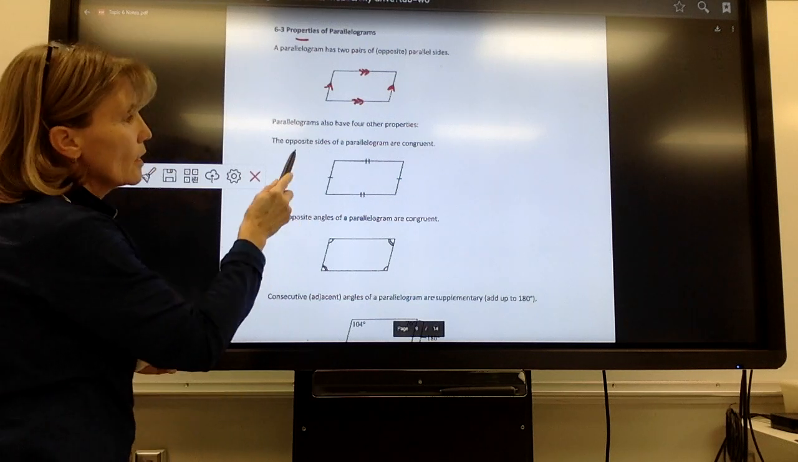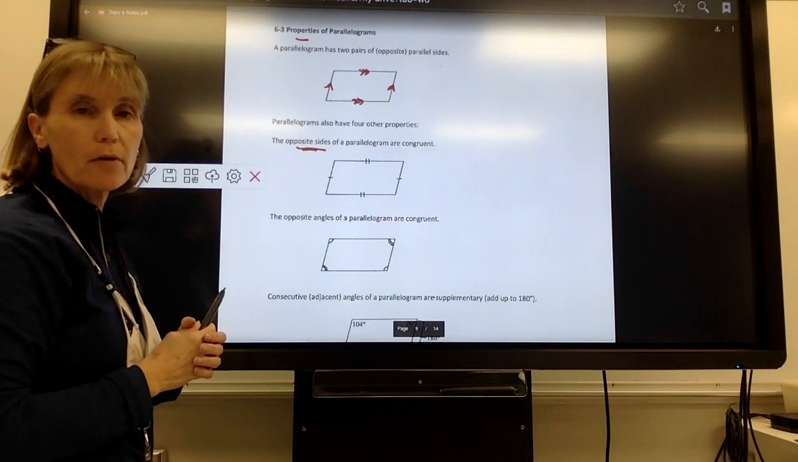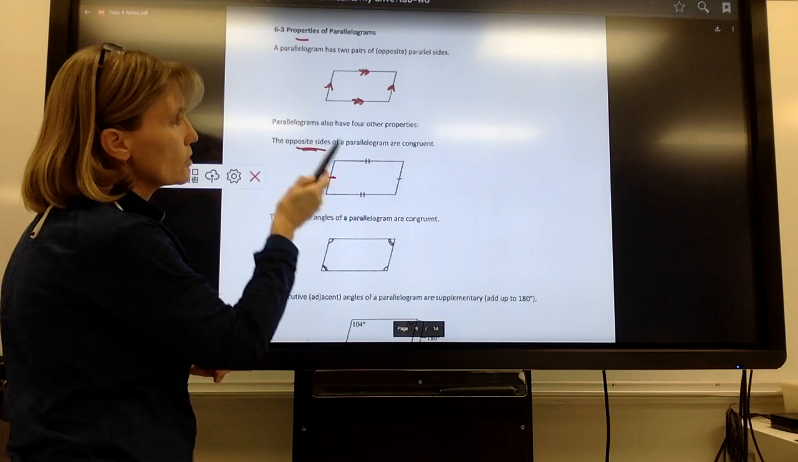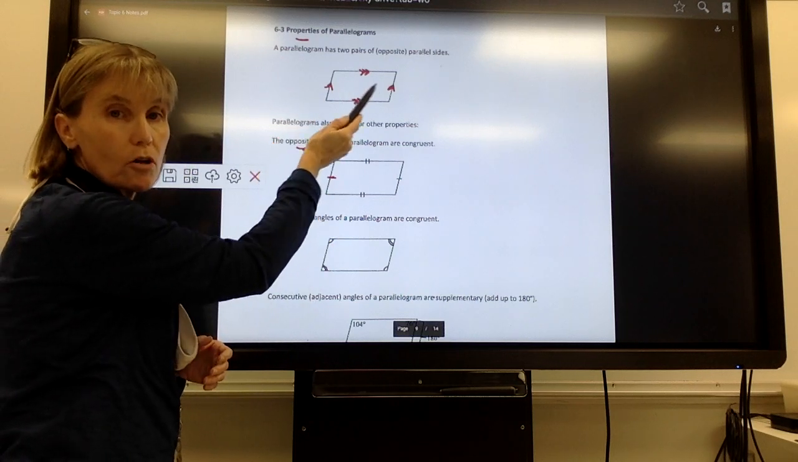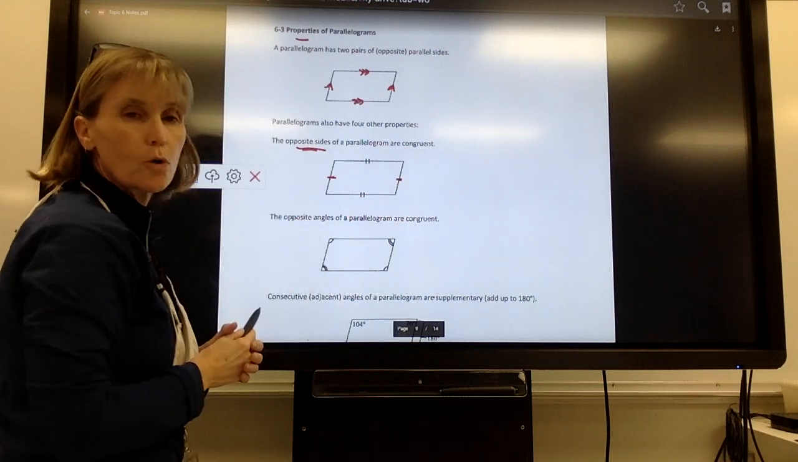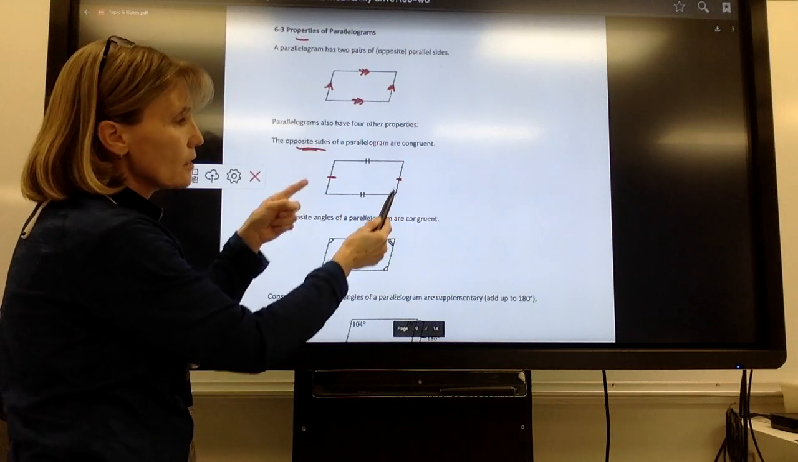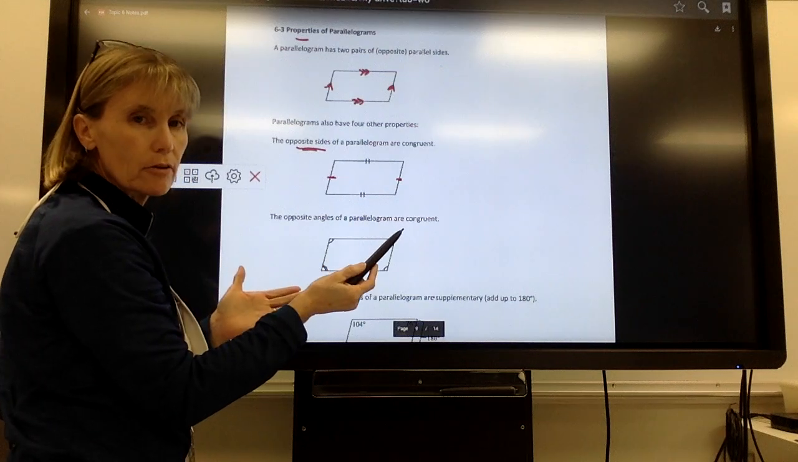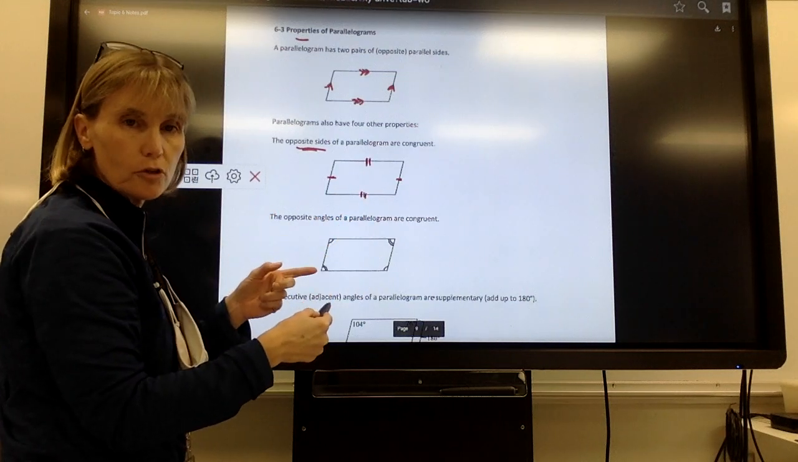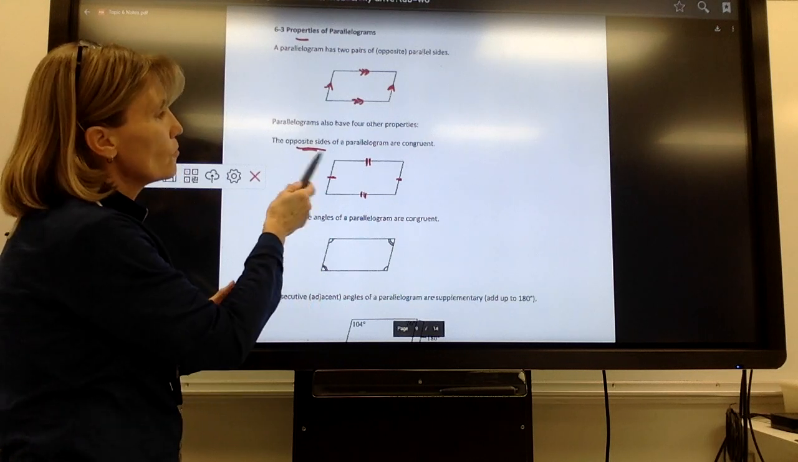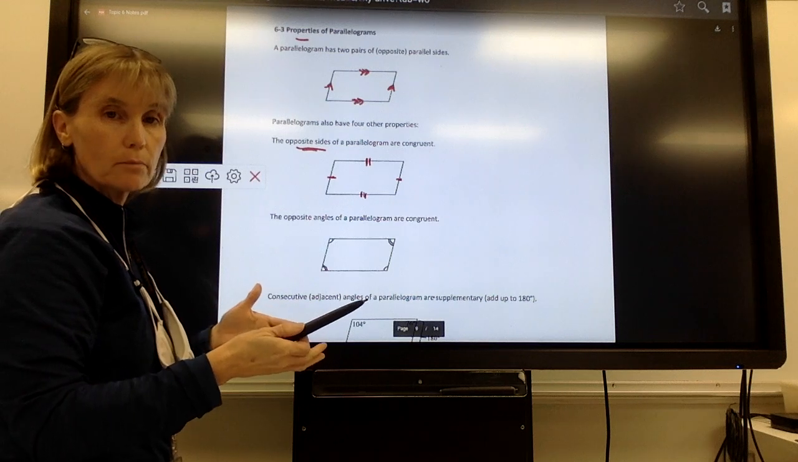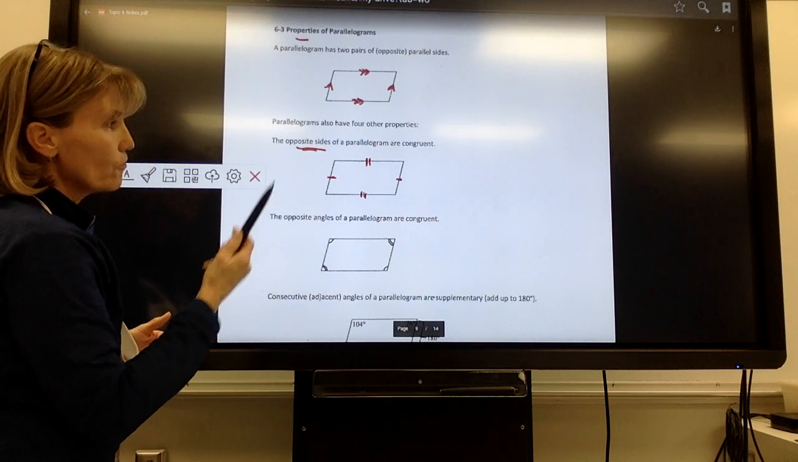Okay, the first one is that opposite sides of the parallelogram are congruent to each other. So you see tick marks to show congruence. And remember, arrows are there to show parallel, but tick marks show congruence. So these opposite sides are congruent to each other. They're the same length. Okay, these opposite sides are congruent to each other. They're the same length. So if we have opposite sides being congruent to each other, we know we have a parallelogram. Okay, that's one feature.